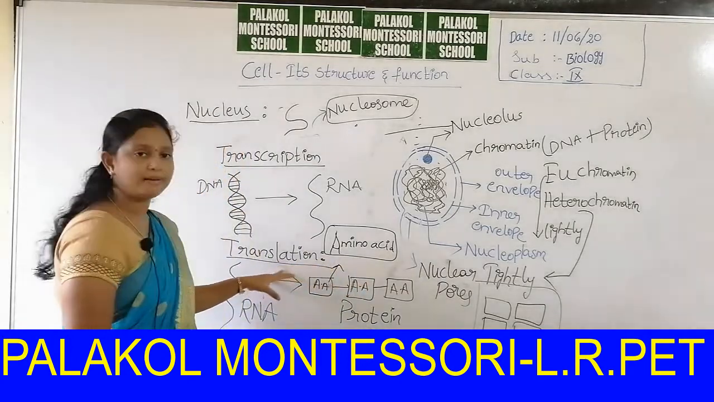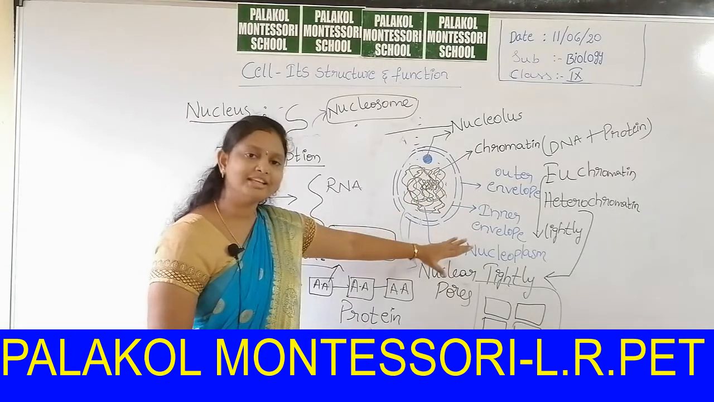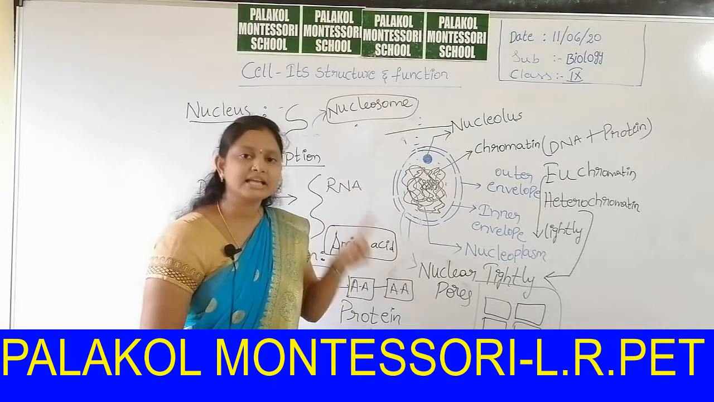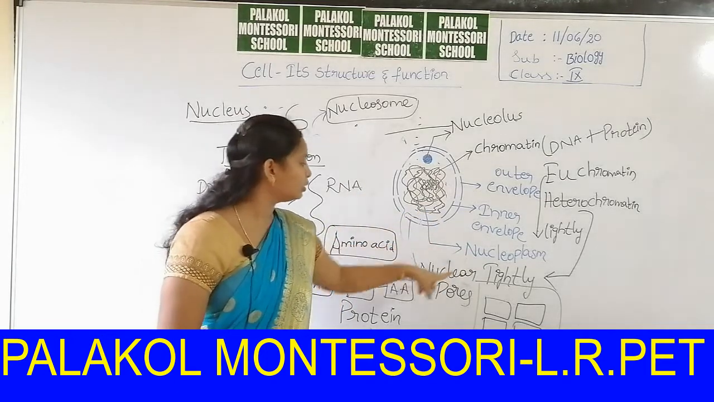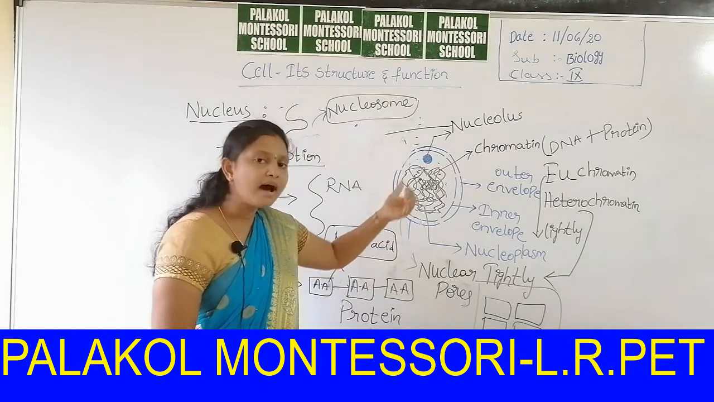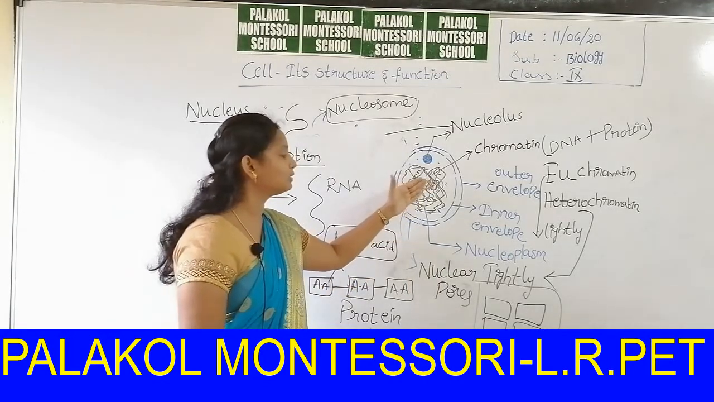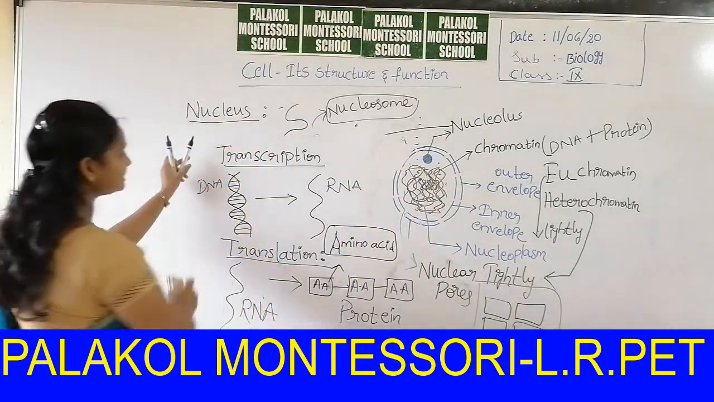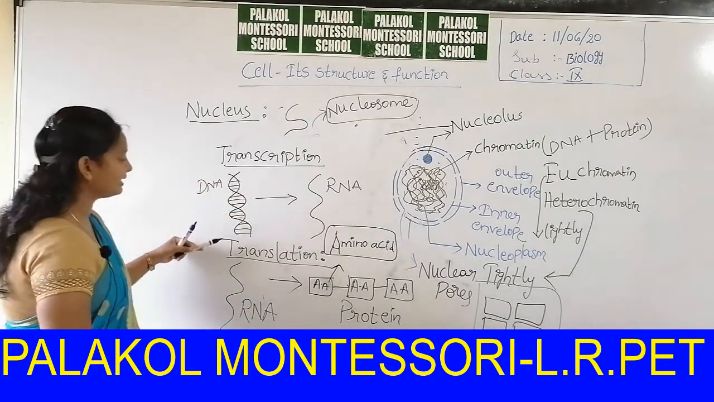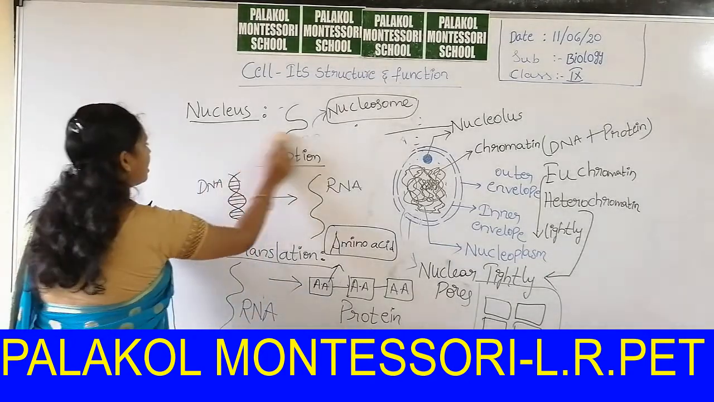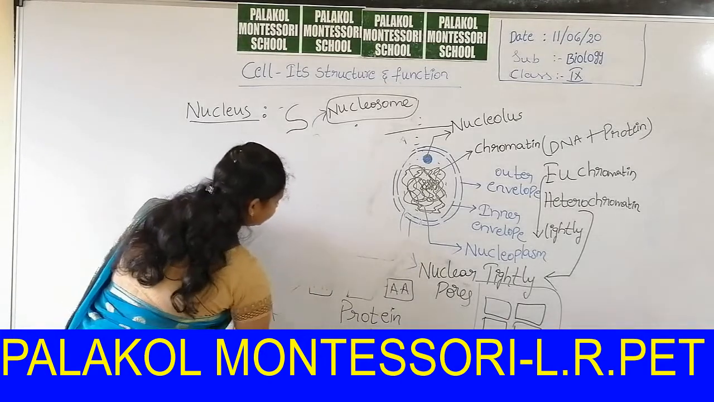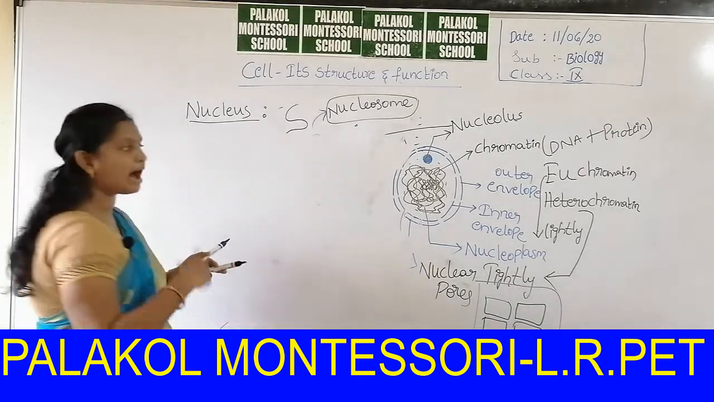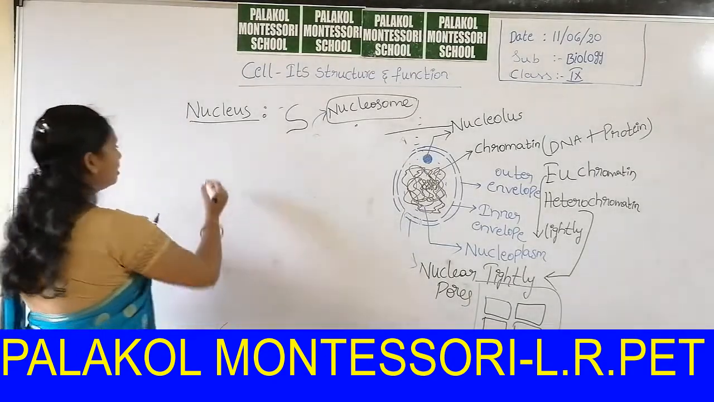In which region does this phenomenon take place? The outer side of the nucleus. To do this, RNA must come out from the nucleus. That's why nuclear pores allow the RNA from the nucleus into the outer region. This is about transcription, DNA to RNA, and translation, RNA to protein. Transcription takes place inside the nucleus, but translation takes place outside the nucleus.